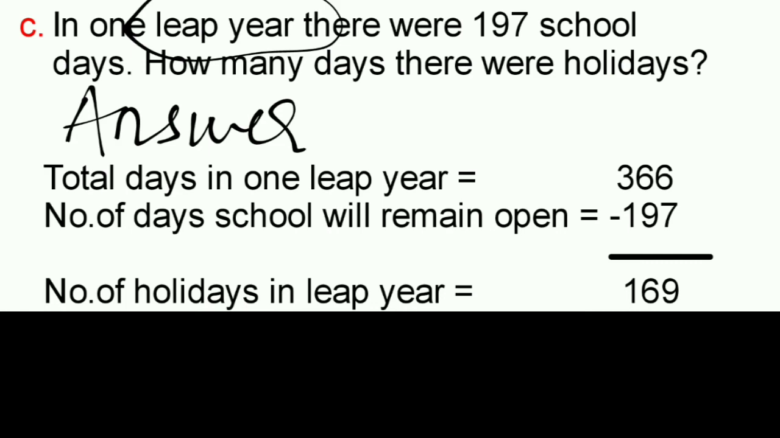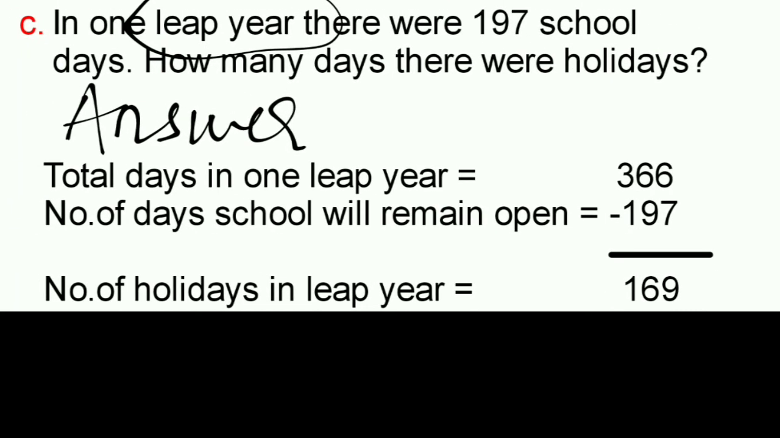Leap year means in the month of February we get 29 days, and in the later 3 years we get February 28 days. So leap year means one extra day we get. It means 366 days. Total days in one leap year is 366 days.